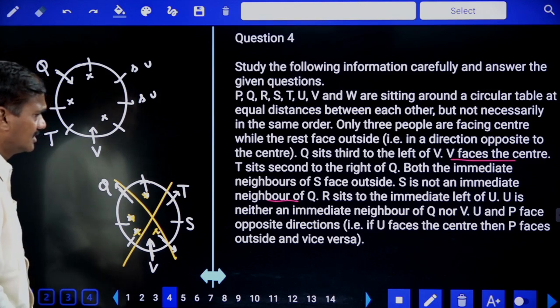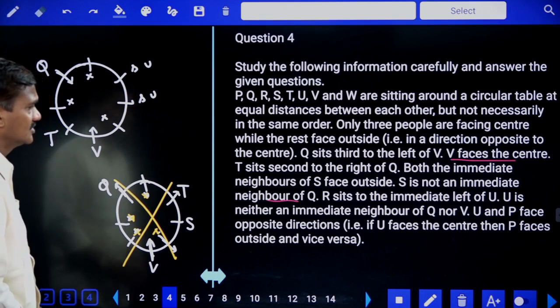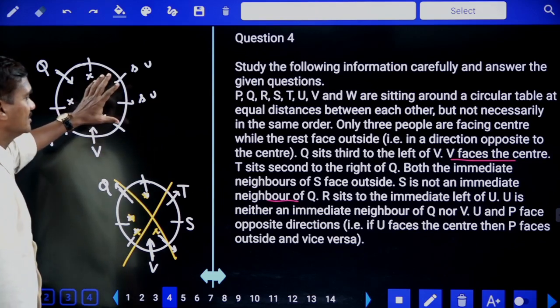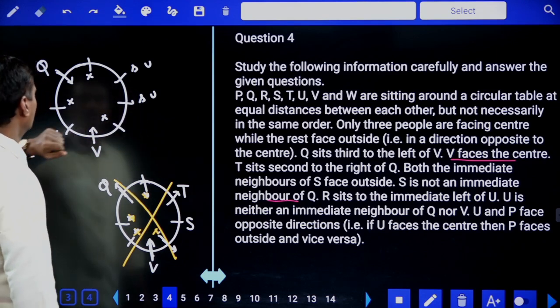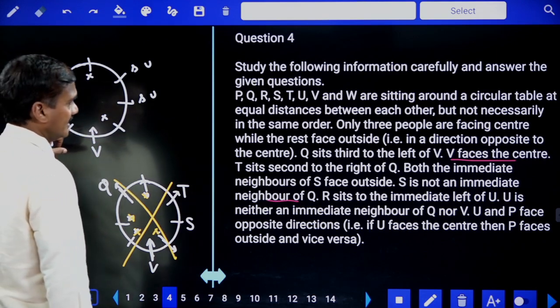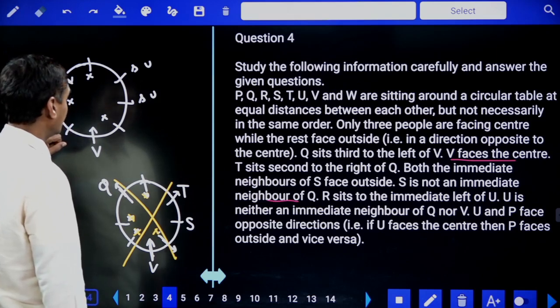And next one, U and P face opposite directions. U and P are facing opposite directions. Then now we need to adjust these two in this place only. T sits second to the right of Q. T sits second to the right of Q. Both the immediate neighbors of S face outside.